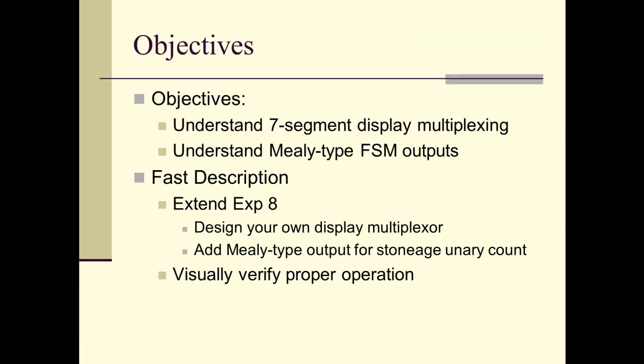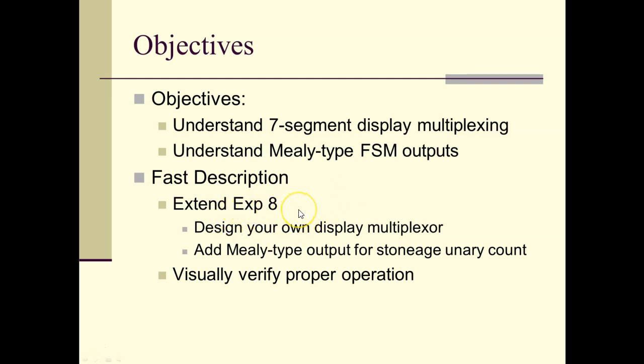So the objectives are to understand 7-segment display multiplexing, because what you have to do in this experiment is design your own display multiplexer. Not a big deal, very straightforward, gives the opportunity to put some really interesting modules into your circuits. The second item here, we're going to change one of the outputs, which is Stone Age unary output, and we're going to change it into a Mealy type output. Previously it was a Moore type output.